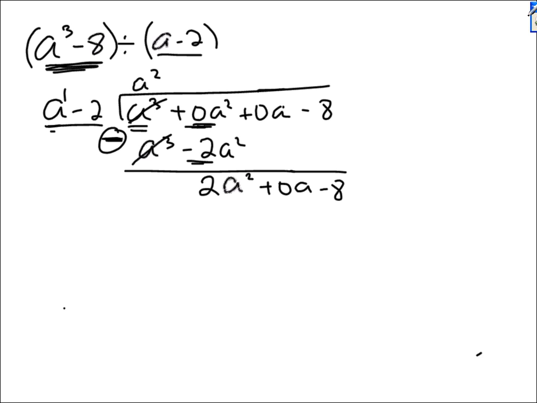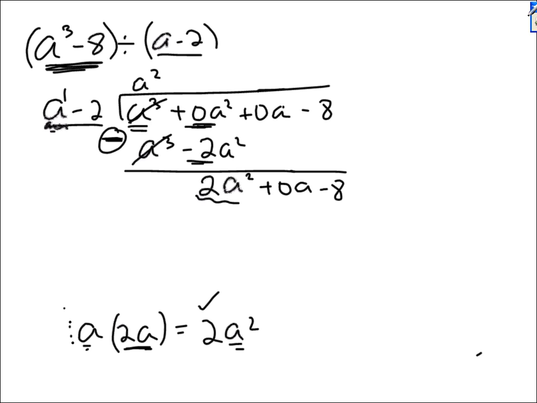Now we kind of start all over again. A times what gives you 2a squared? Now you can think of this in two ways. There's an understood 1 in front. 1 times 2 gives you 2, and a times a gives you a squared, and there's the answer.